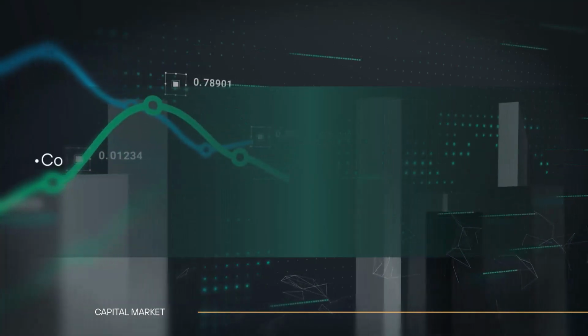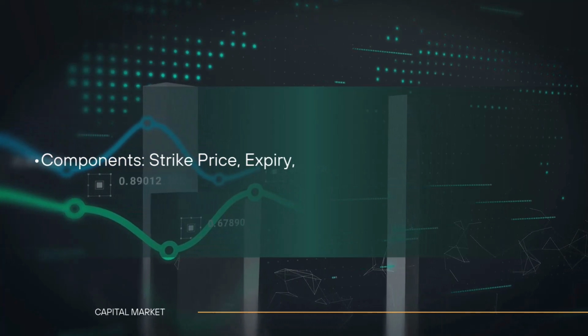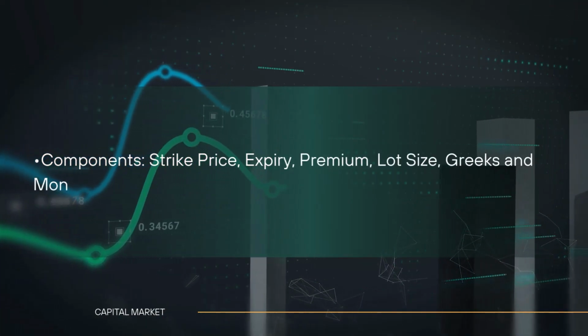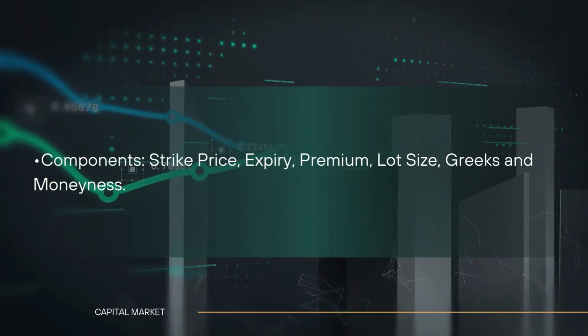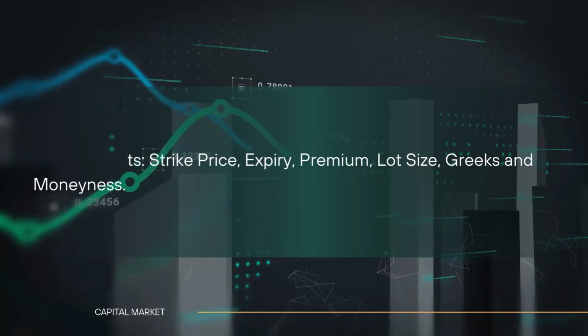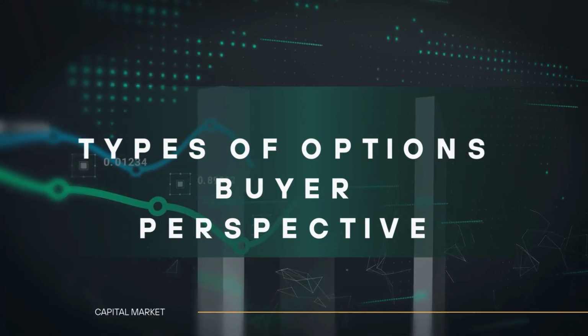When we study options, we focus on key components like the strike price, expiry, premium, lot size, option Greeks, and the concept of moneyness. In simple terms, options allow us to design trades where we can define our risk and structure our reward. And the next heading is types of options from the buyer's perspective.